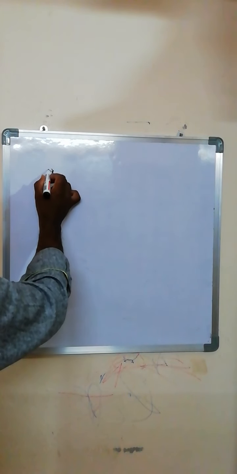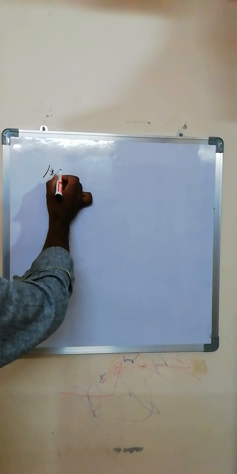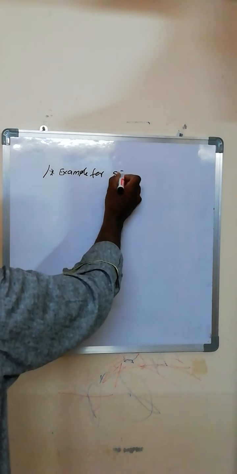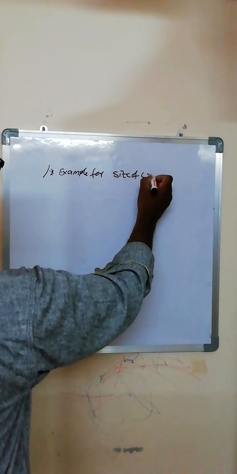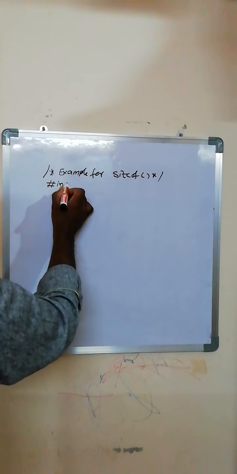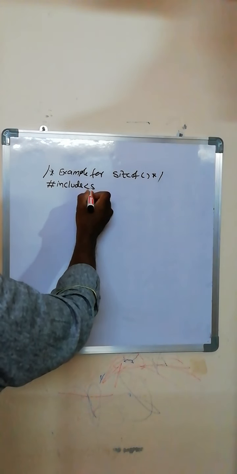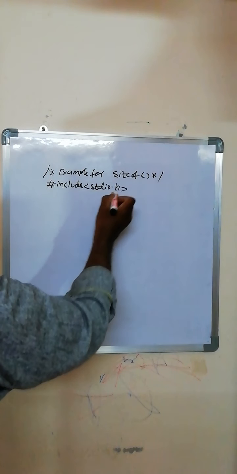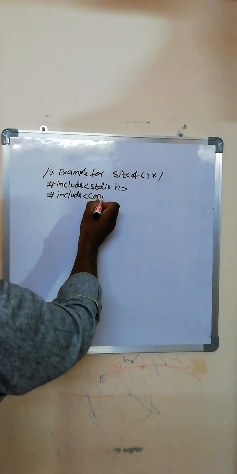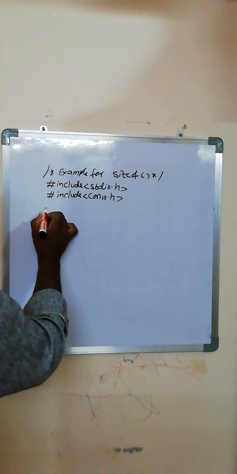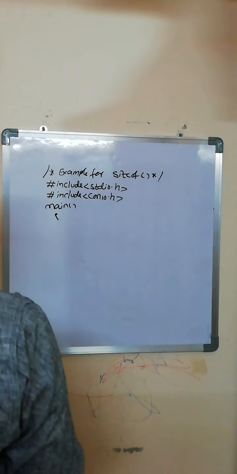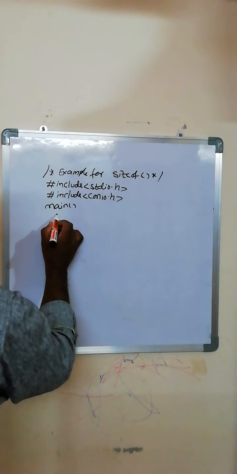I can write the documentation section. The documentation section means an example for the sizeof function in C language. The link section, we know the link section: #include <stdio.h> #include <conio.h>. We know that we write the main function, the starting point of compilation and execution of any C program. You can open the parenthesis like that.